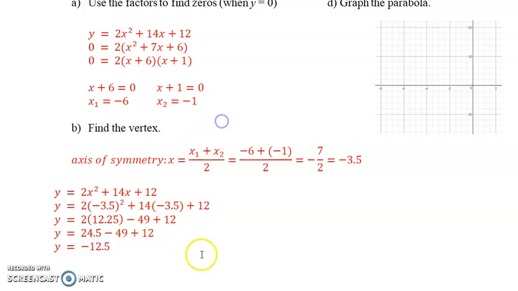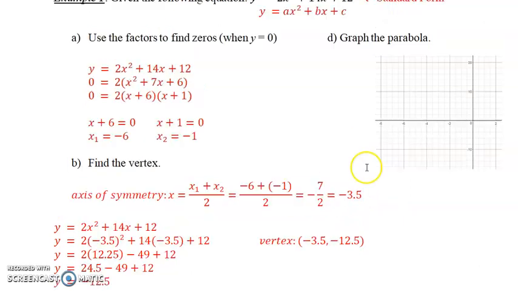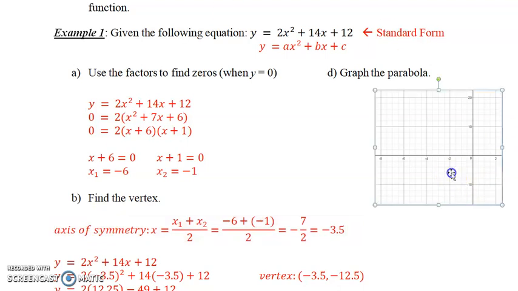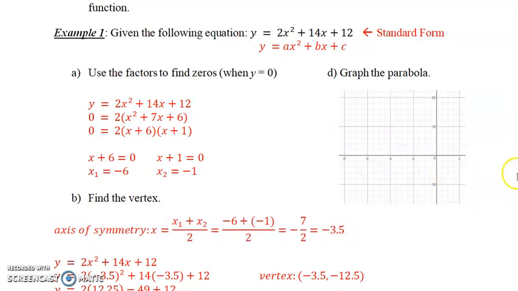So that means the vertex is negative 3.5 and negative 12.5. Again, this is the algebraic work, right? You can check this on your graphing technology, of course, you folks know that. So we're going to graph this parabola as if we didn't have the technology, like we didn't have Desmos. We're going to graph it, but I'll use the Desmos program.